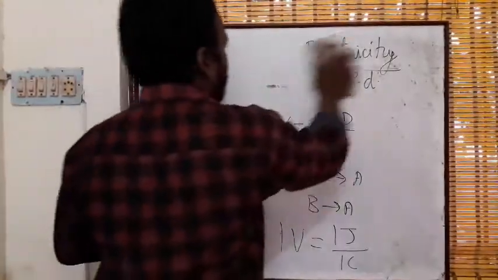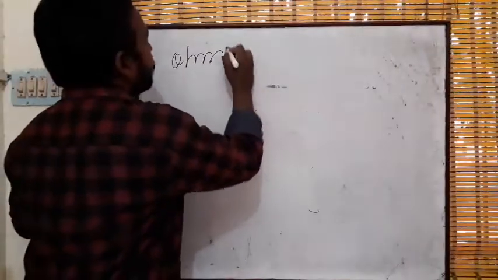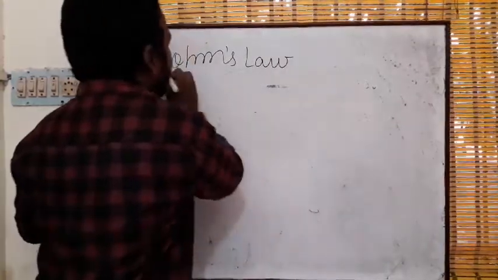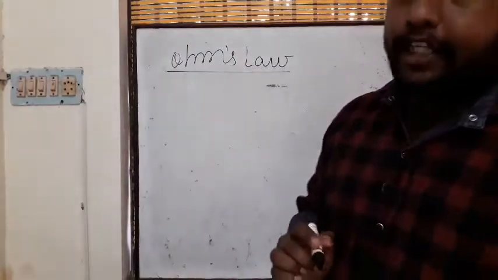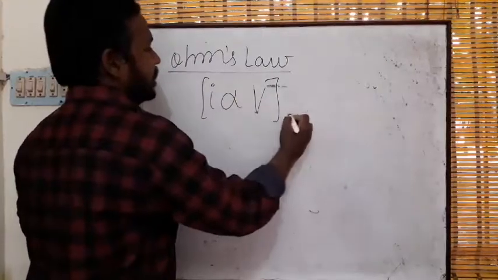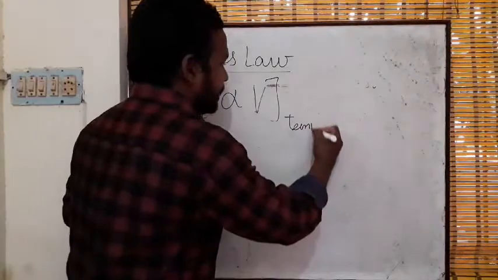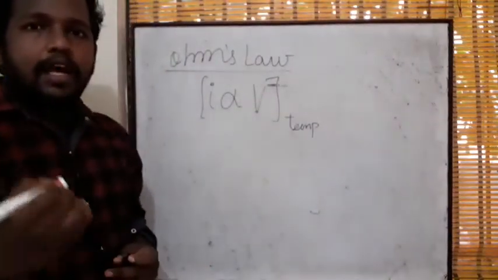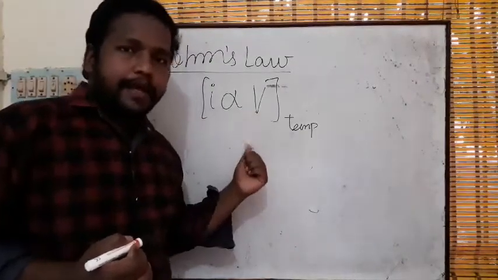The next explanation I'm going to give is: what is Ohm's law, and what are ohmic and non-ohmic resistances. Ohm's law states, Ohm is a scientist who related current and voltage. Current is directly proportional to voltage at constant temperature. The temperature we should maintain as a constant. The applied potential difference is directly proportional to the current.